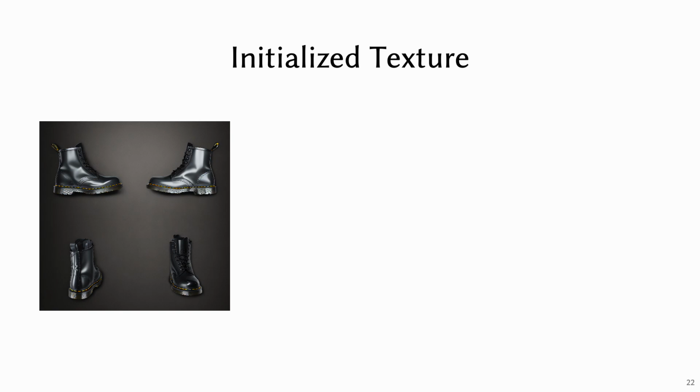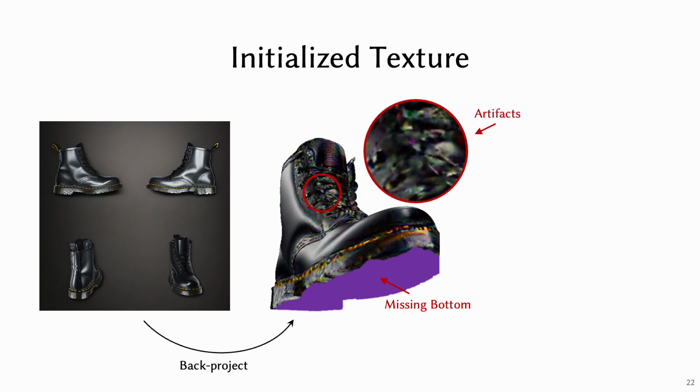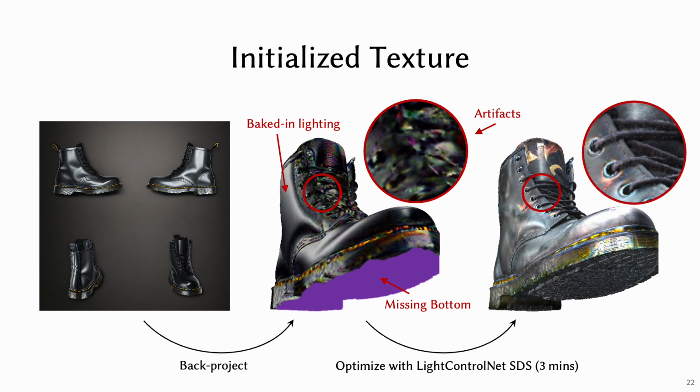As we mentioned before, we back-project the 2D reference image onto the mesh to get an initialization. This could have some missing regions and artifacts when you try to stitch different views together, and also potential baked-in lighting. These issues could be solved by a subsequent LightControlNet SDS optimization, which is as quick as 3 minutes.